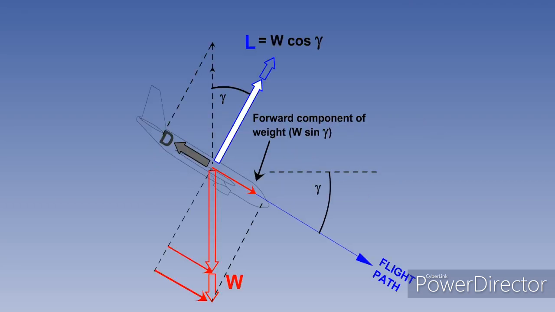A higher weight would give an increased forward component of weight, and the aircraft would accelerate towards the higher VMD, with lift increasing and drag increasing until it balances the higher weight component. Equilibrium is re-established at the same maximum lift-drag ratio, but at a higher IAS. At a higher weight, the aircraft will glide the same distance in still air, but at a higher speed, and consequently the rate of descent will be higher.